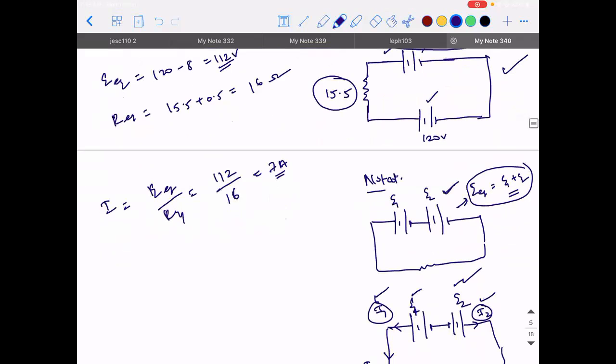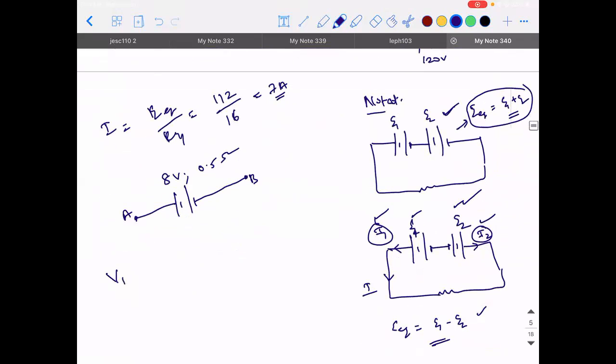Okay. Now, 8 volt, 0.5 ohm, A and B. So VA minus VB is called as the terminal potential difference. But remember, in this case, the current will be flowing towards the positive terminal of the battery because 8 volt is getting charged.